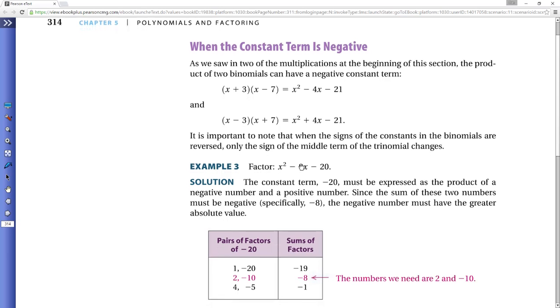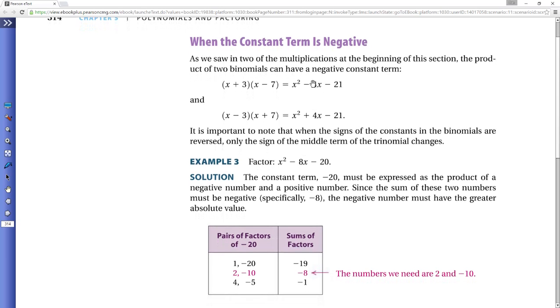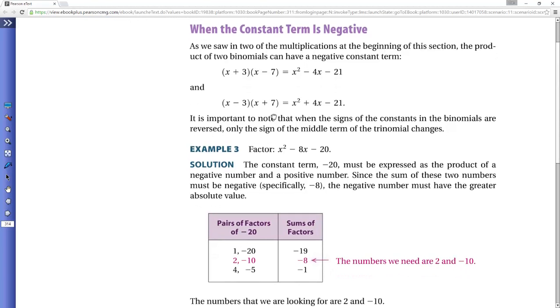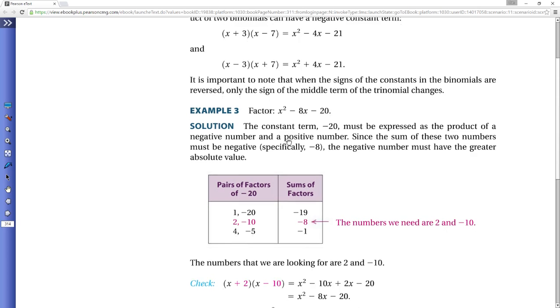So what we need to do is, if I look at this middle term, I need the sum to be, in this case, negative 4. Then I know that the one with the larger absolute value, or the one that's farther from 0, which is the 7 here, needs to be negative for that sum to end up negative. And in this case, where it's positive, the one that's farther from 0 needs to be positive to do that. Okay?